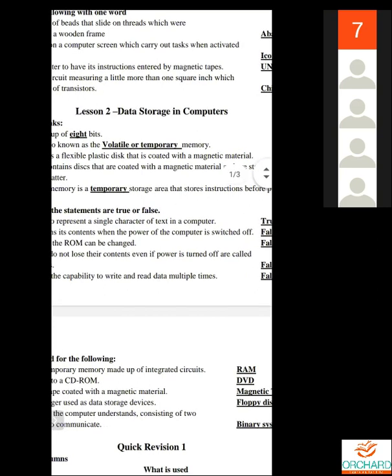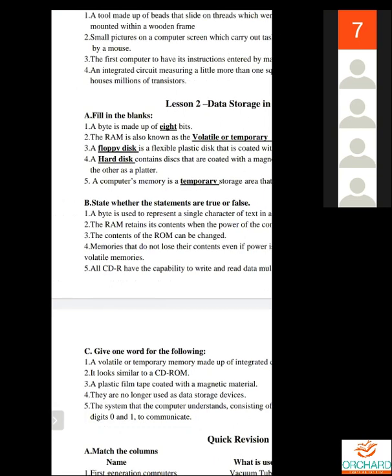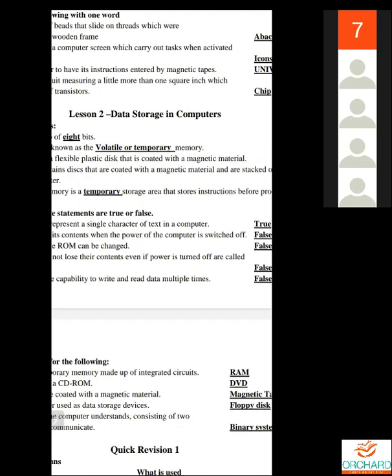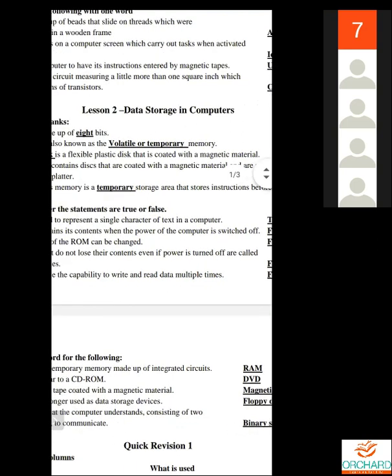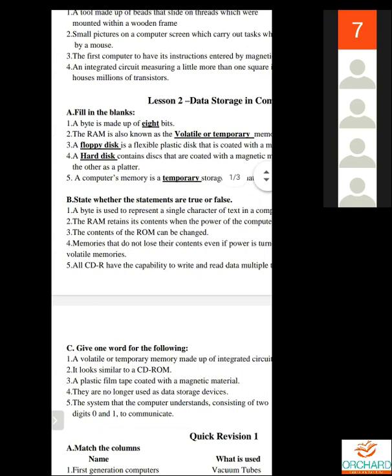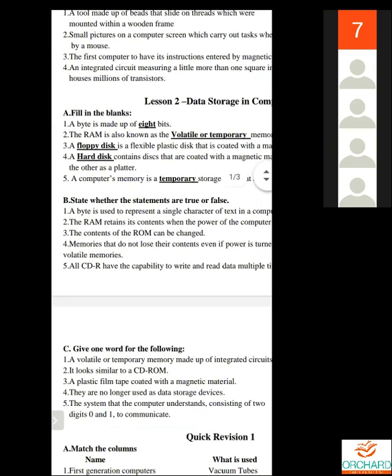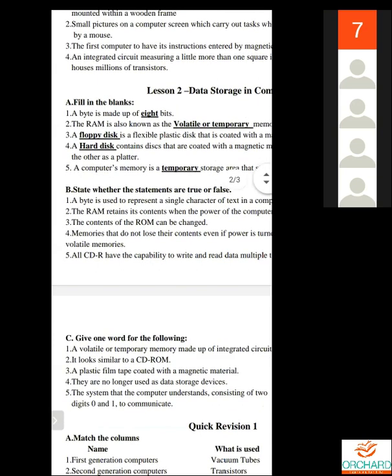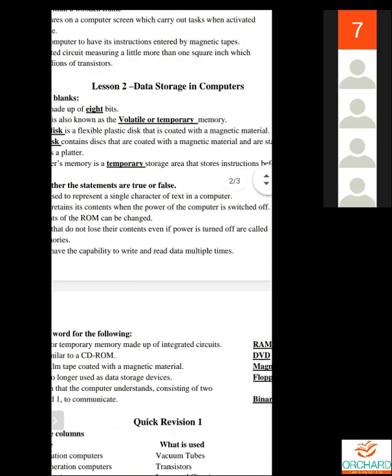Third one, the contents of the ROM can be changed. This statement is also false because the contents cannot be changed in the ROM. Fourth one, memories that do not lose their content even if the power is turned off are called volatile memories. This statement is false because they are called non-volatile memories.